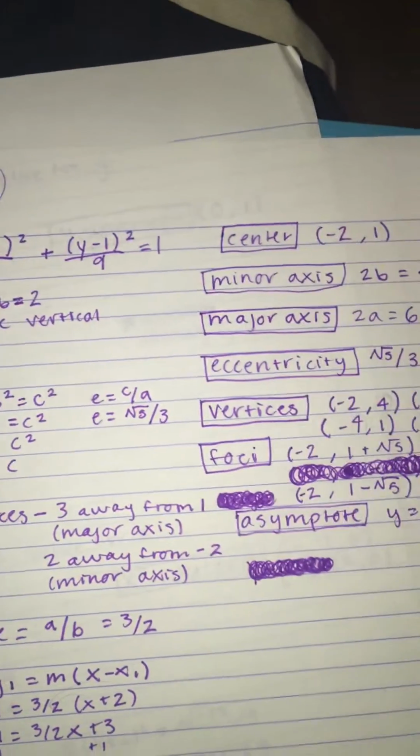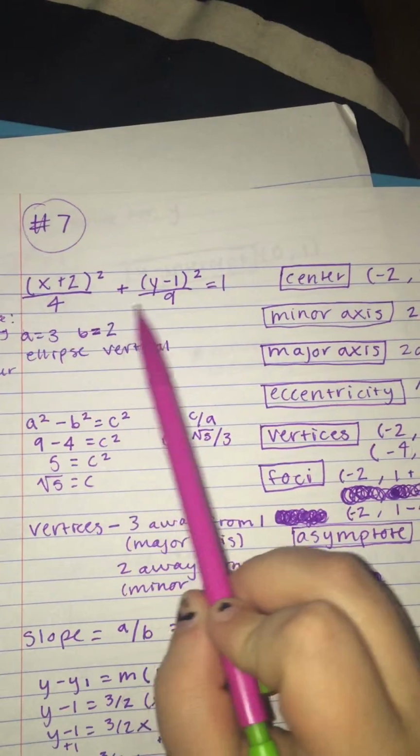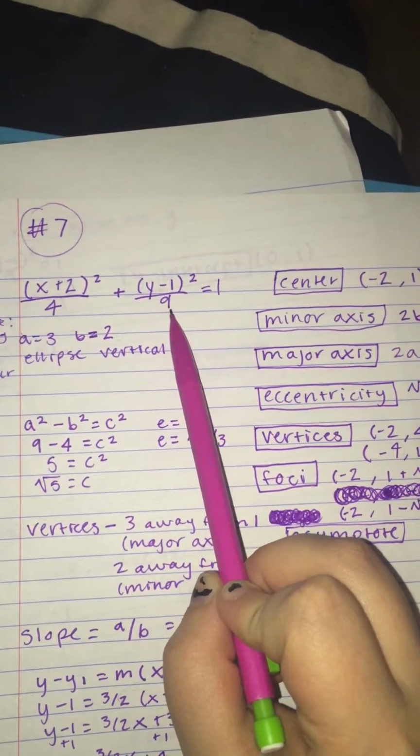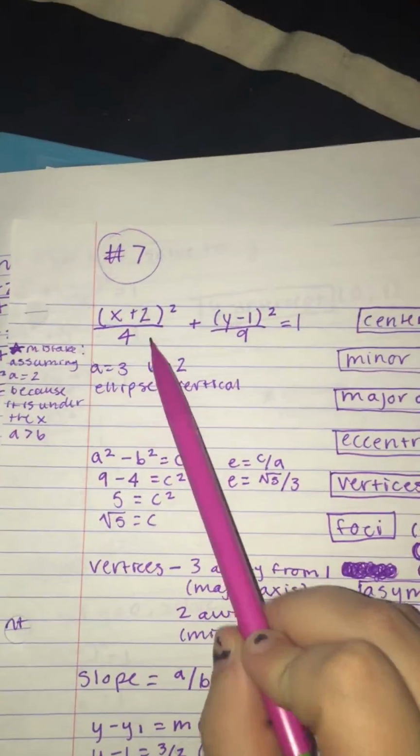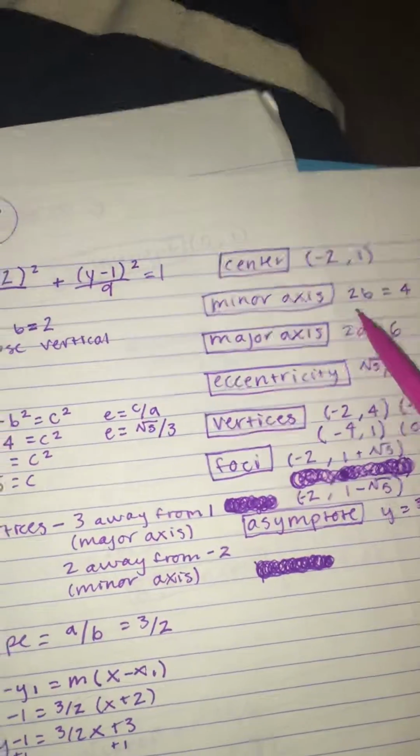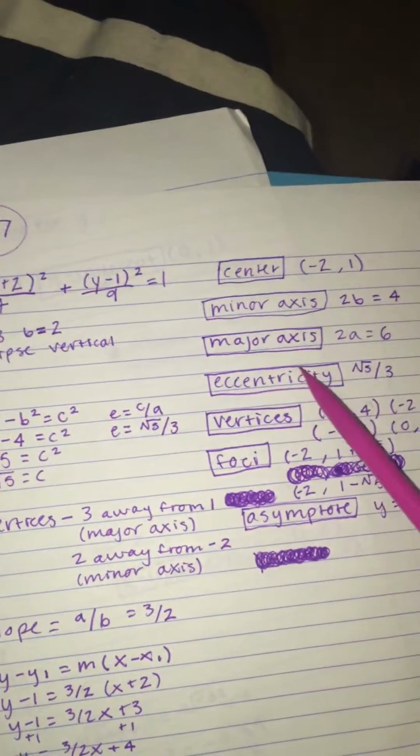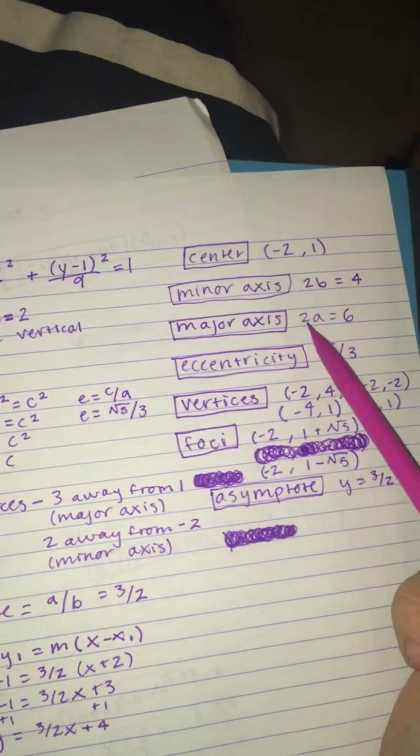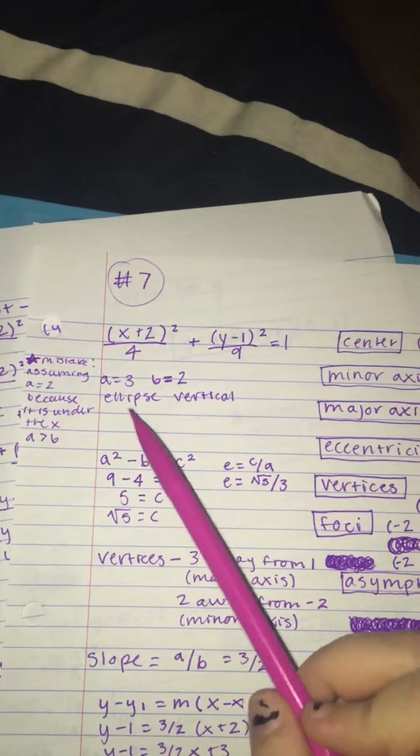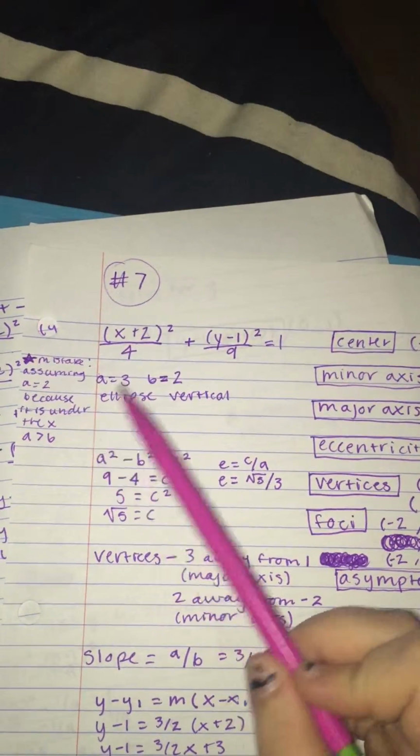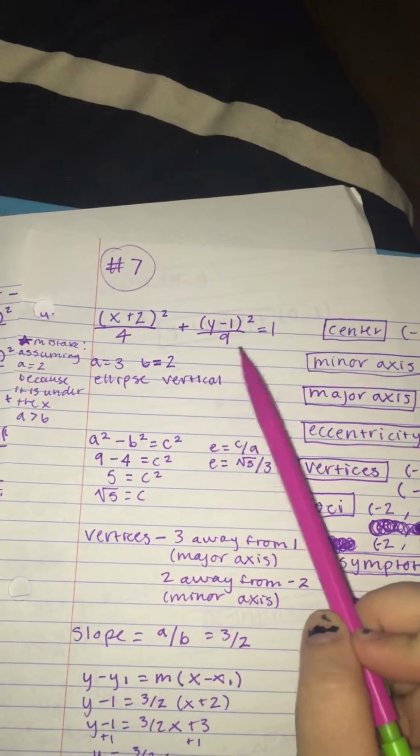The next thing the question asks for is your minor axis, and we know that the a value for this is 3 because a squared is 9, and the b value for this is 2 because the b squared value is 4. So your minor axis is equivalent to 2b, so 2 times 2 is 4. Also, your major axis is equivalent to 2a, so 2 times 3 is 6. And a mistake here would be assuming that a equals 2 because it's under the x, but in an ellipse equation, a is always the greater value.